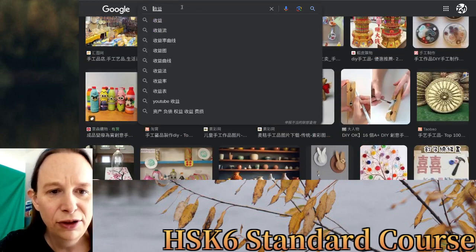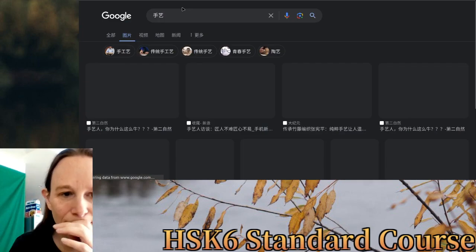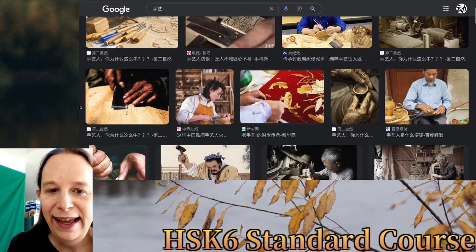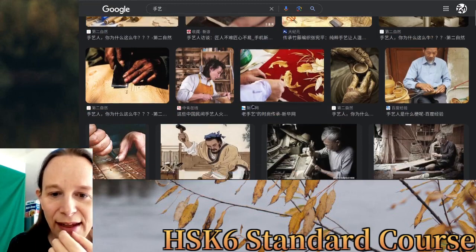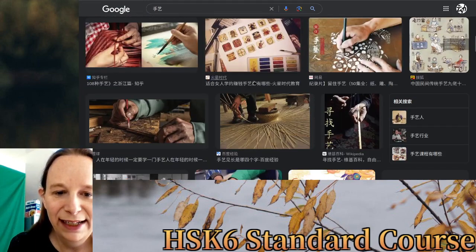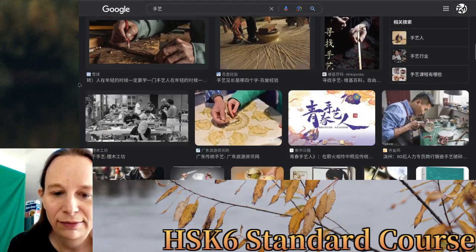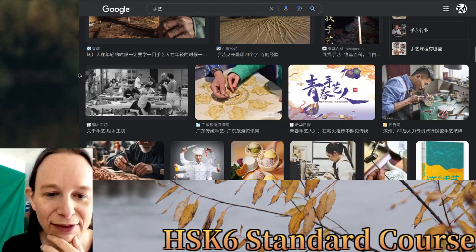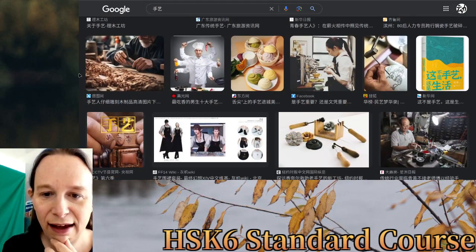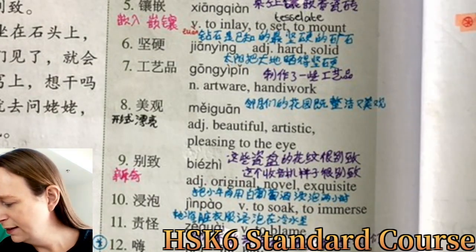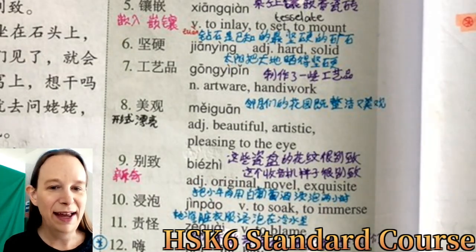Or maybe, is it shou yi? Yeah, shou yi. So this is handmade art. Shou yi. So usually it's quite expensive, because the artist will have spent a long time perfecting their craft. Okay. Anyway. Gong yi pin. That's not too bad, is it?